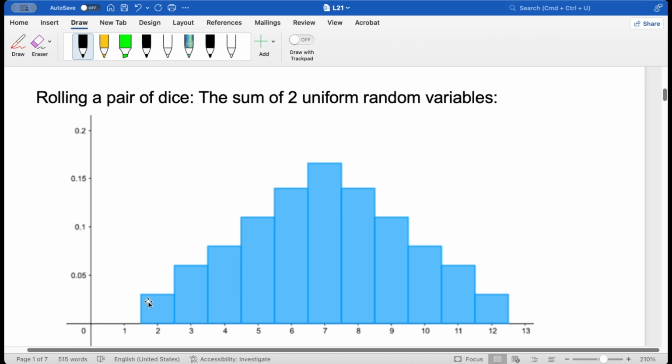There's only one way to get a sum of 2, 1 and 1. Only one way to get a sum of 12, 6 and 6. So we see here that the sum of two uniform random variables has a different shape. It's no longer uniform. In this case, it's triangular. So triangular shape here.